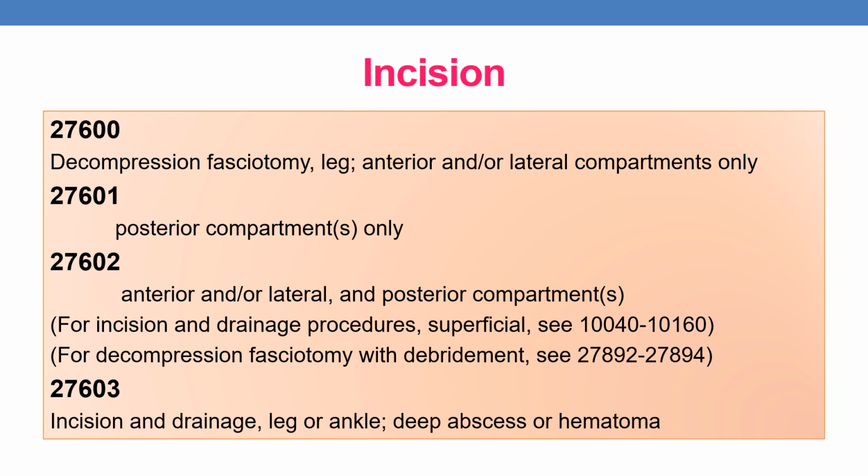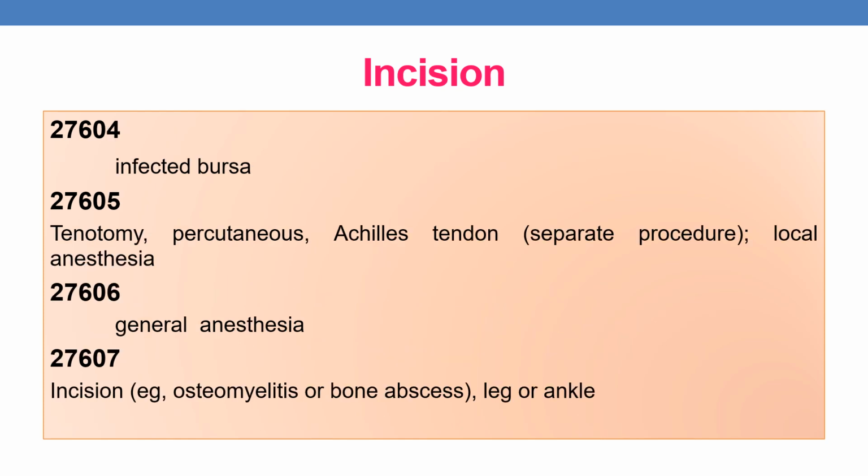The next CPT is 27603. It deals with incision and drainage, leg or ankle, deep abscess or hematoma. 27604 deals with incision and drainage of infected bursa. The next CPT is 27605. It deals with tenotomy, percutaneous Achilles tendon, with local anesthesia. If tenotomy, percutaneous Achilles tendon requires general anesthesia, then the CPT is 27606.